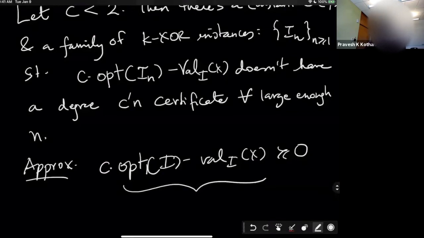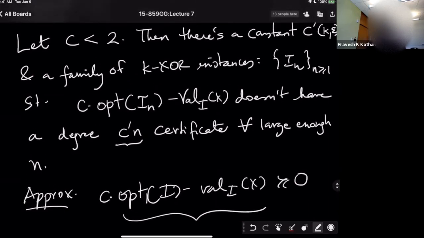Okay. And what we are saying in this theorem is that if you wanted a certificate for c times opt I minus val I, for c a fixed constant smaller than 2, then you need degree omega n, because there is no c prime n degree certificate for this polynomial. Okay. So again, let me pause and make sure that this is clear, and take any questions.